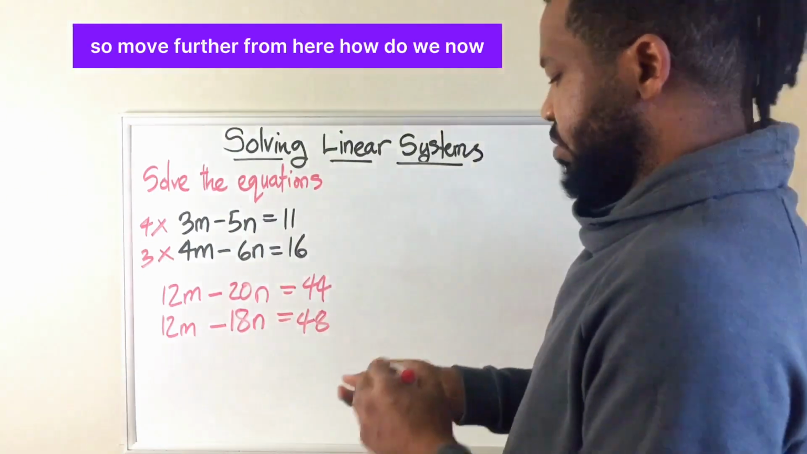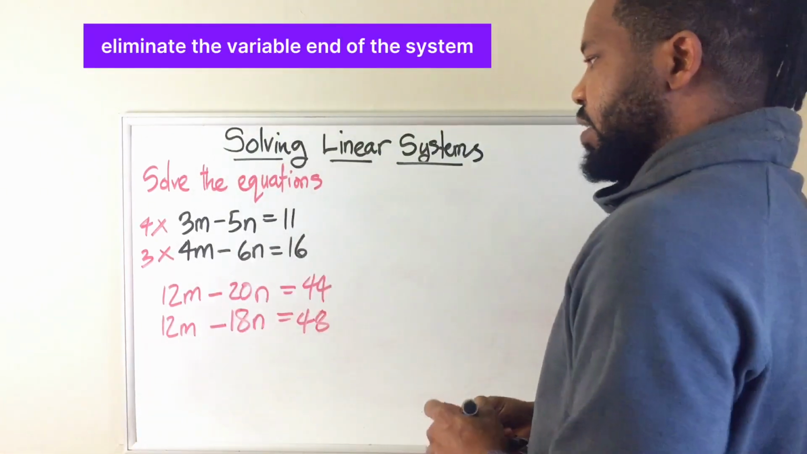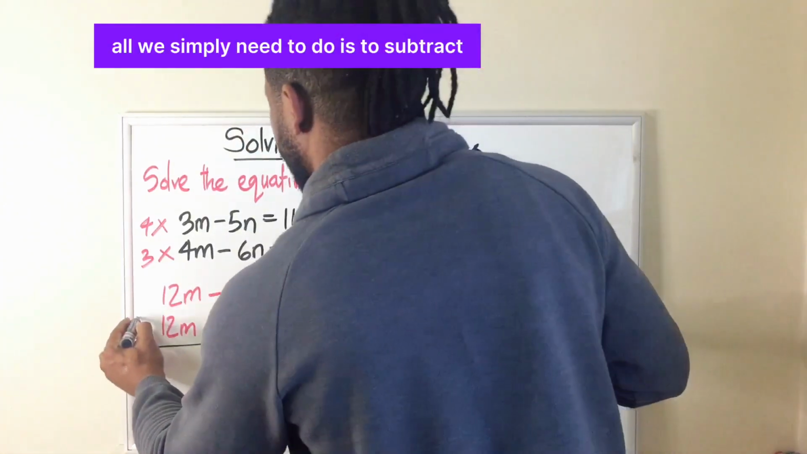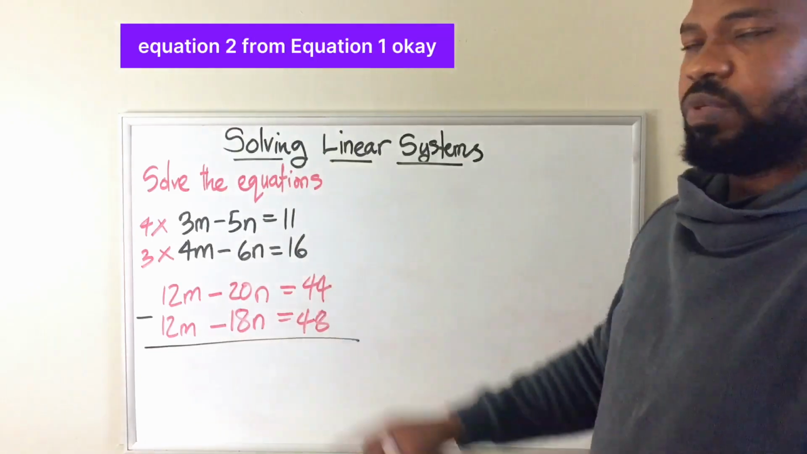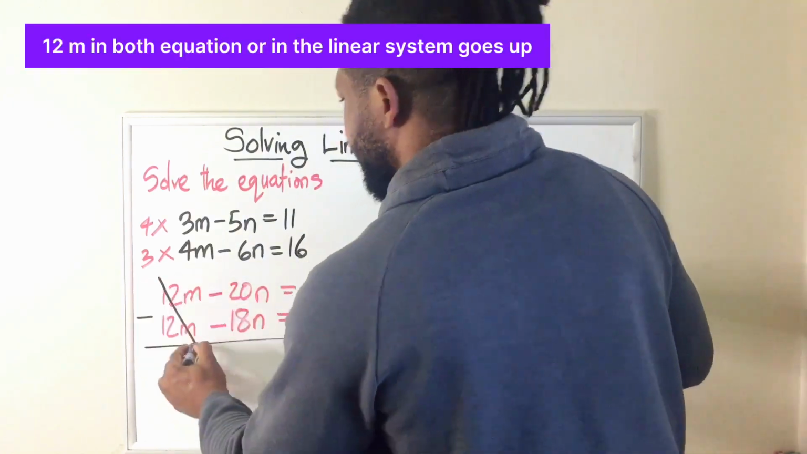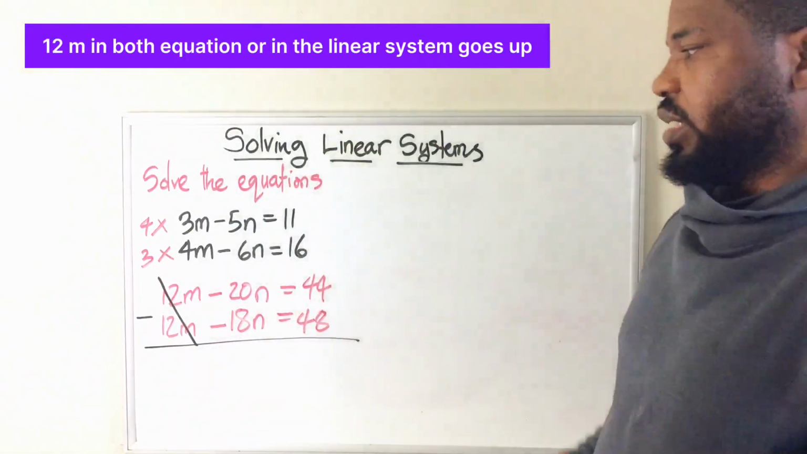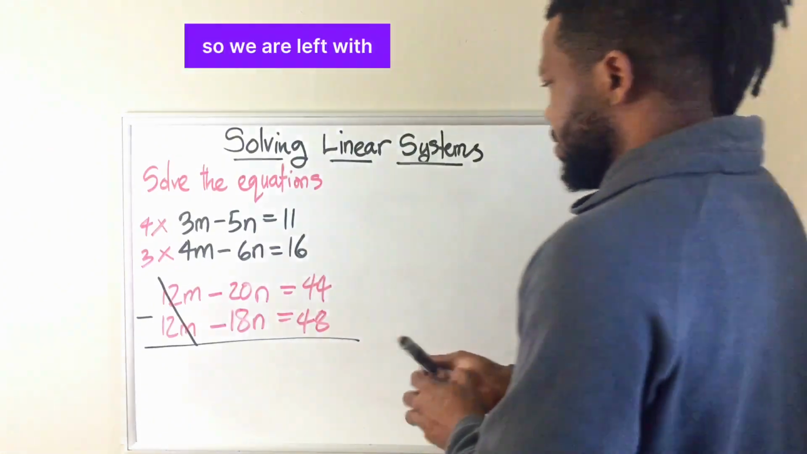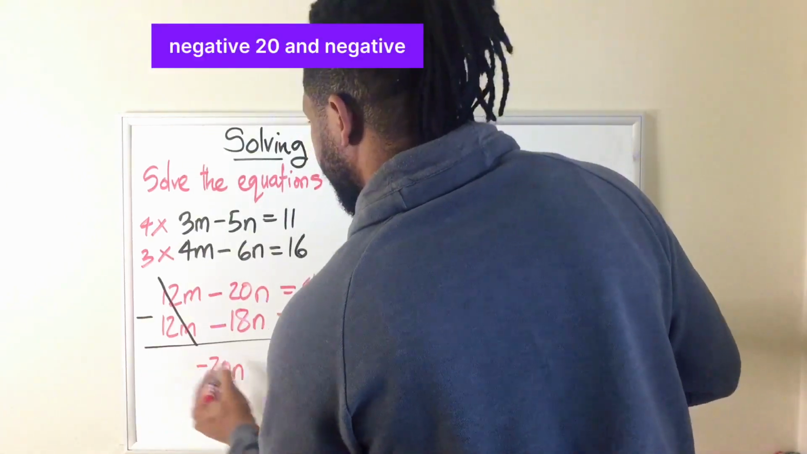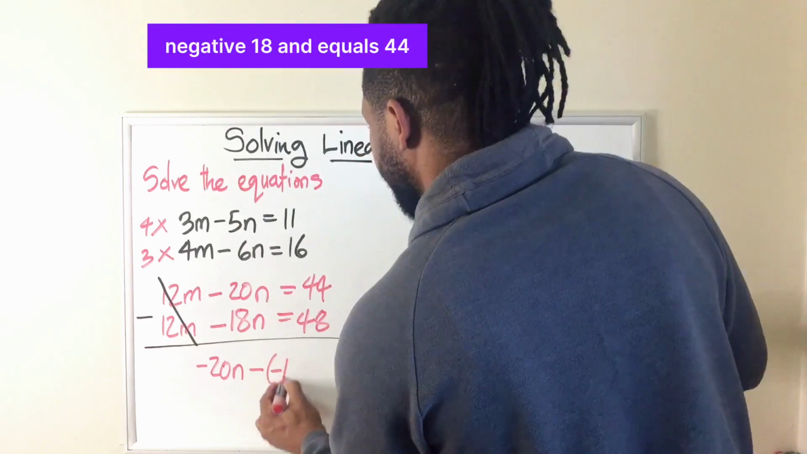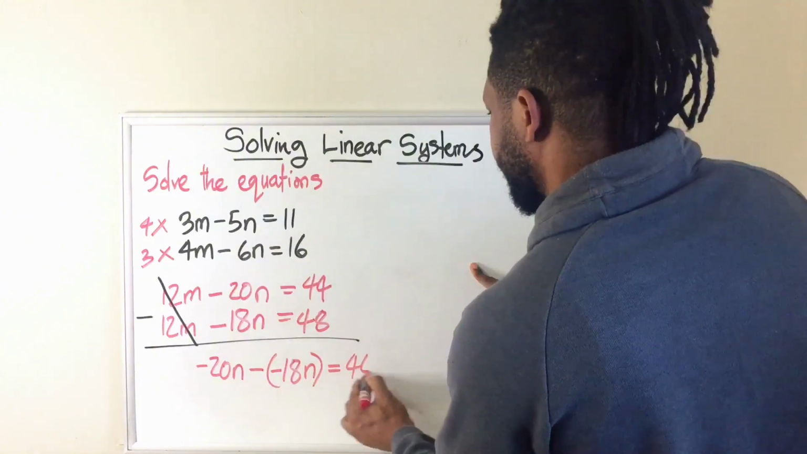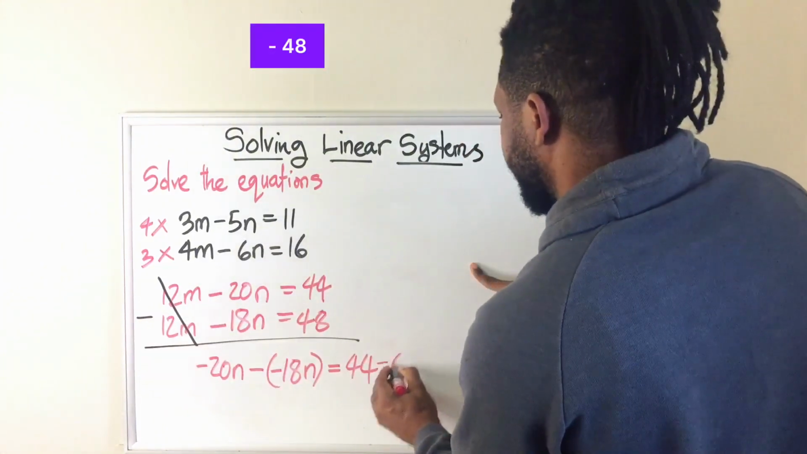How do we now eliminate the variable m from the system? Certainly, to do that, all we simply need to do is to subtract equation 2 from equation 1. By this arrangement, obviously 12m in both equations goes out. So we are left with negative 20n and negative 18n equals 44 minus 48.